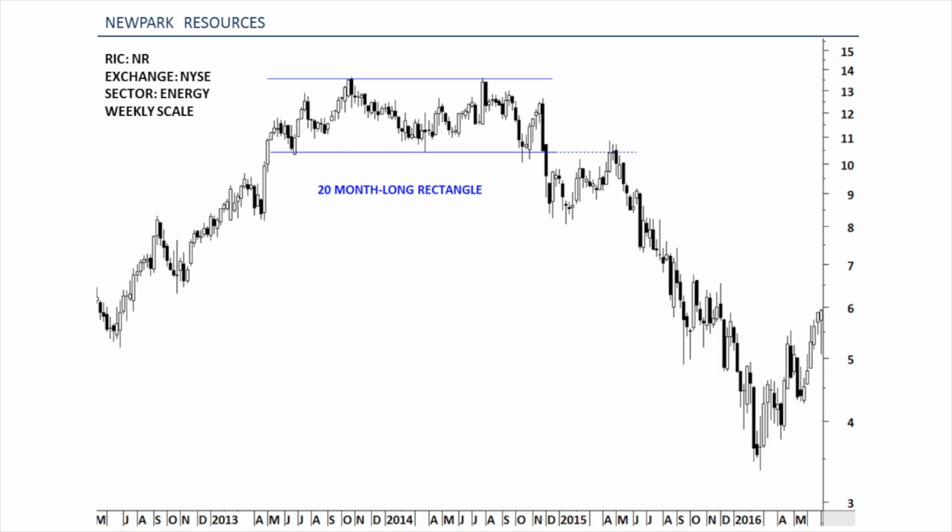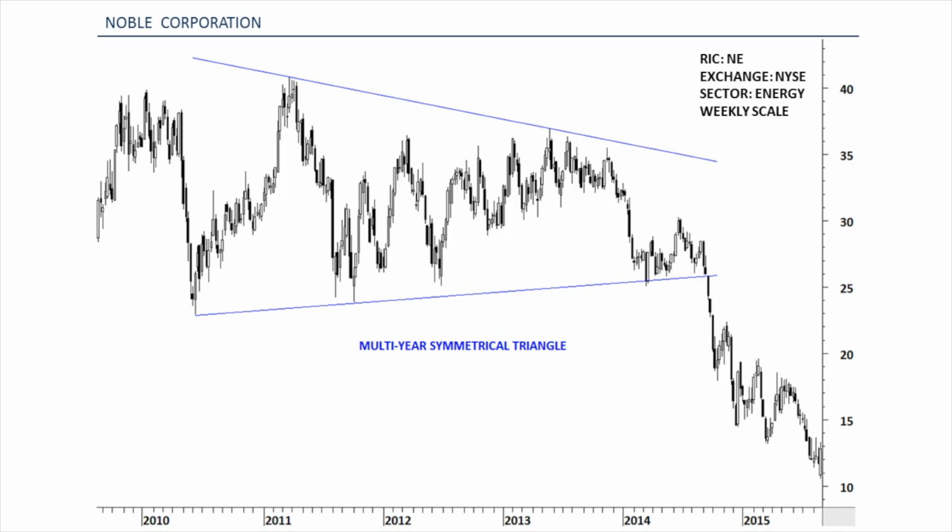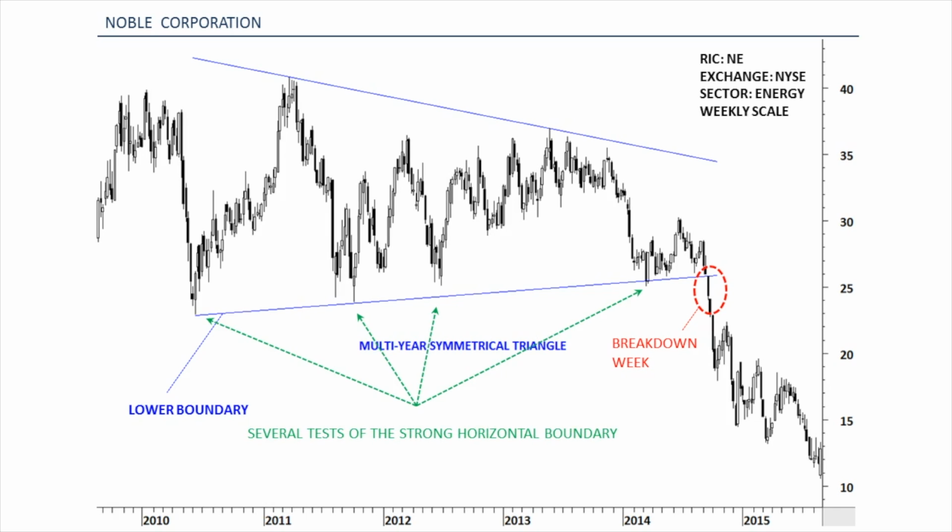Newpark Resources, similar to Helix Energy, completed its distribution phase later in 2014. The breakdown completed a 20-month-long rectangle that acted as a reversal chart pattern. Following the breakdown, there was a pullback to the chart pattern boundary. Noble Corporation formed a large-scale, multi-year-long symmetrical triangle, and the breakdown took place in the second half of 2014 following the breakdown in energy prices. This long-term shift offered great opportunity. The lower boundary of the symmetrical triangle was well defined and was tested several times before the breakdown took place.